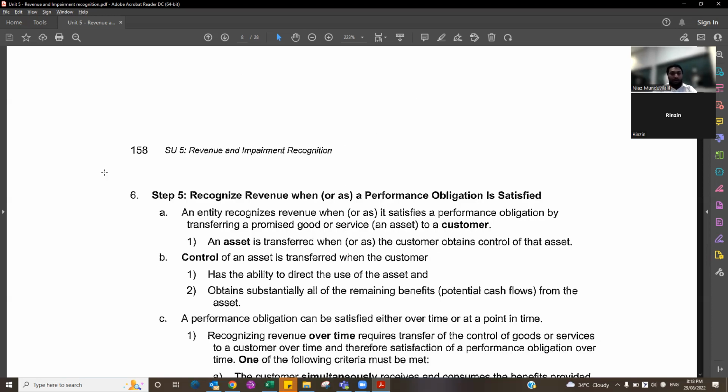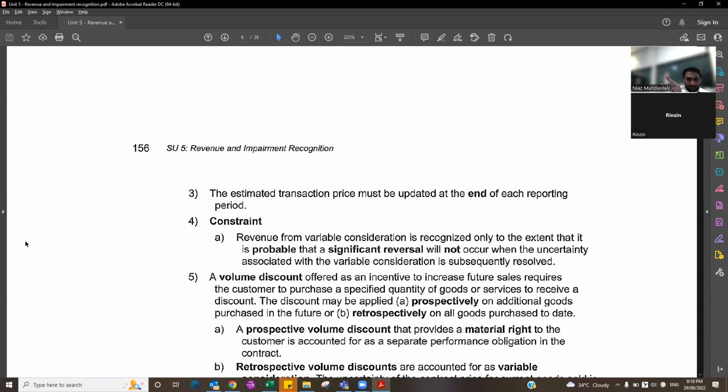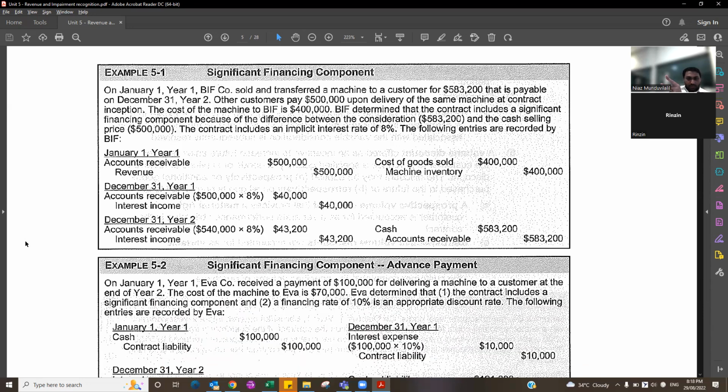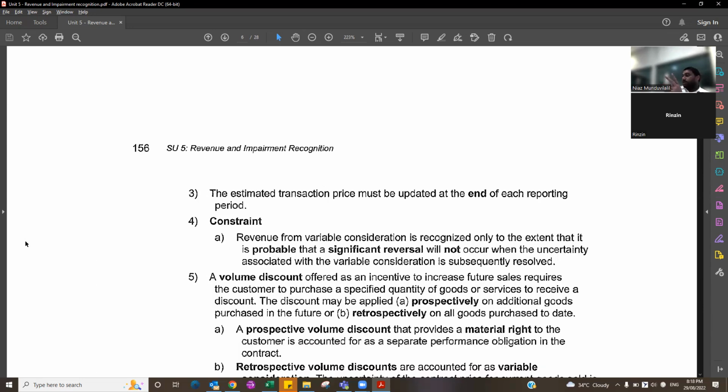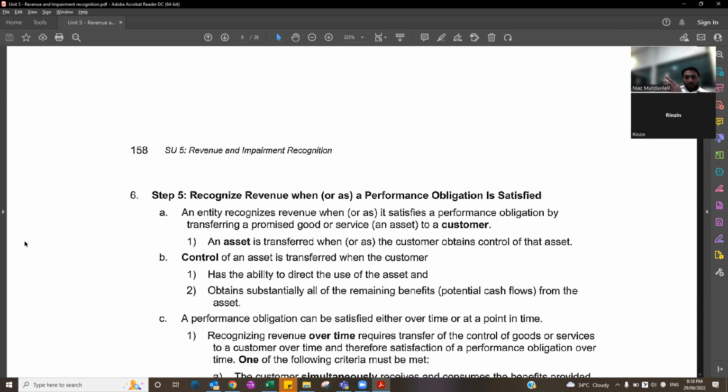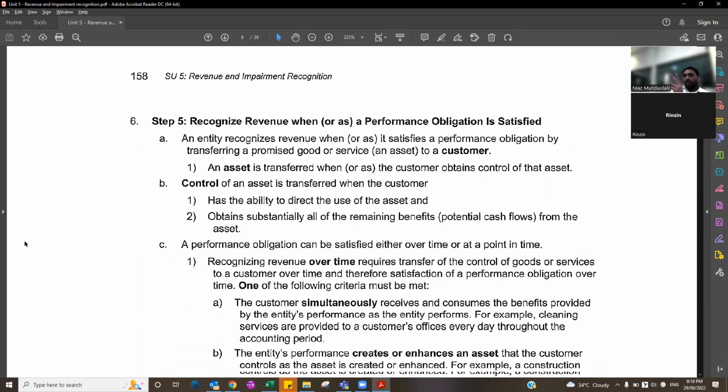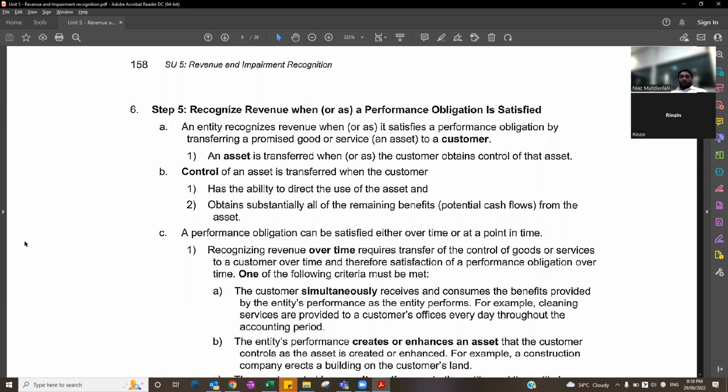Yeah. Right. Now we found out the customer, we found out our obligation, we found out the transaction price, we allocated the transaction price, and now we are going to recognize the revenue. Okay? Now, recognize revenue when a performance obligation is satisfied. An entity recognizes revenue when it satisfies a performance obligation by transferring a promised good or service to a customer.